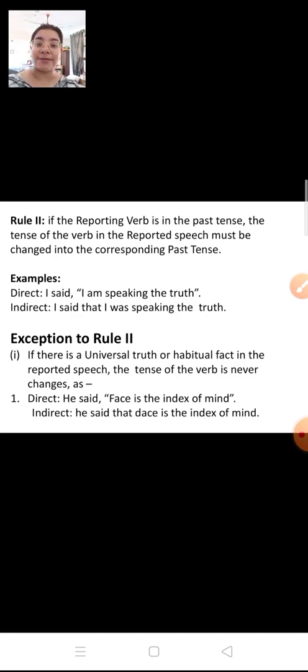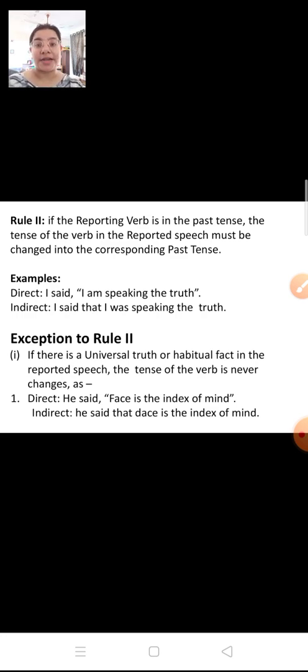So if the verb said in the direct speech is in past tense, then in indirect speech it will also change accordingly. Said, I am became I was. So remember this: if the direct speech is in past tense, then indirect will change according to that only.